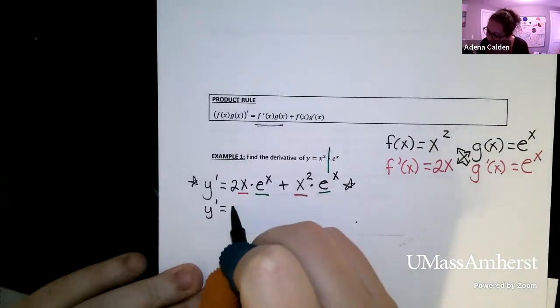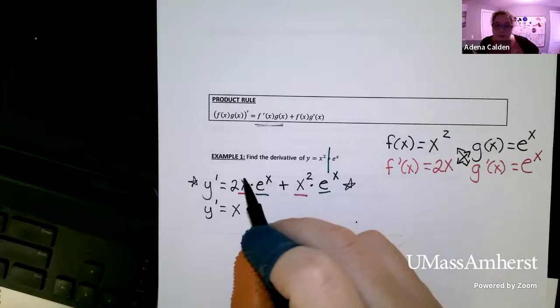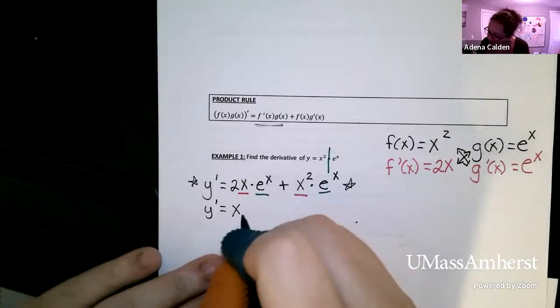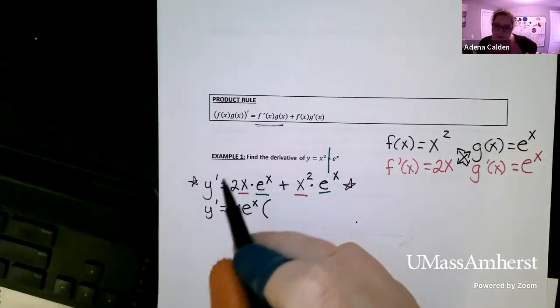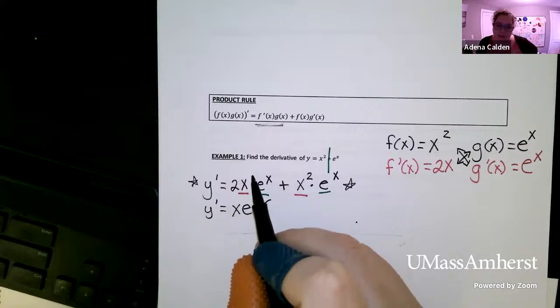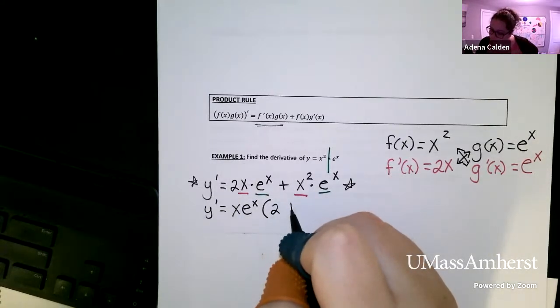Okay, so I'm going to pull out an x, not an x squared, because you pull out the lowest power when you have things that are the same base. And I'm going to pull out an e to the x. So once I've pulled those out, I go to the first term and I say, what's left? Well, if I take out the x and the e to the x, the only thing left is 2.